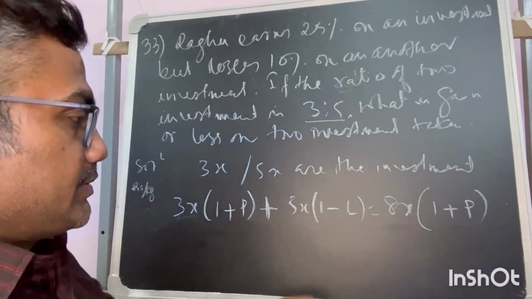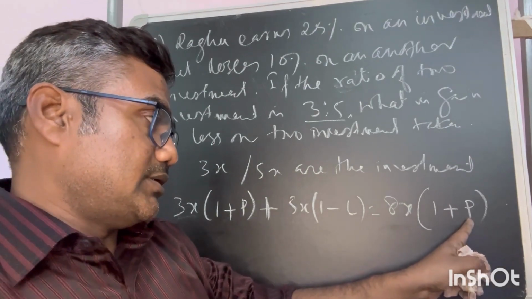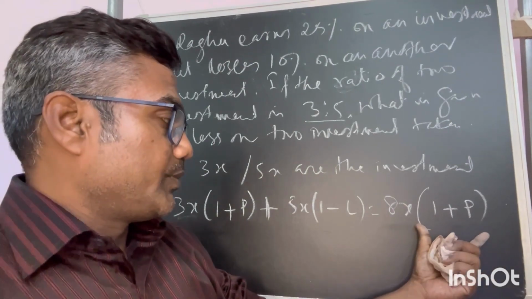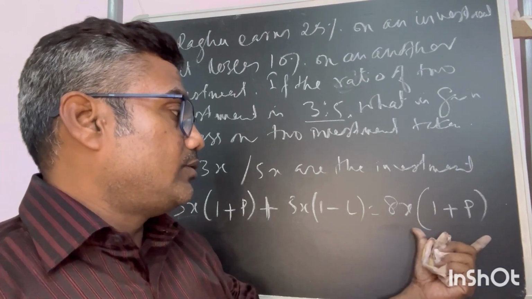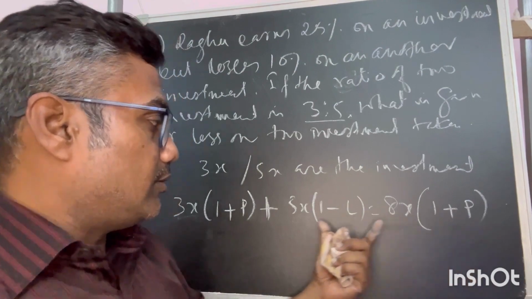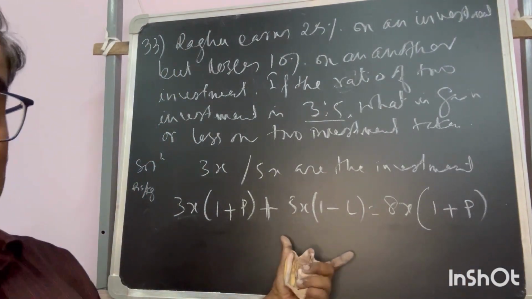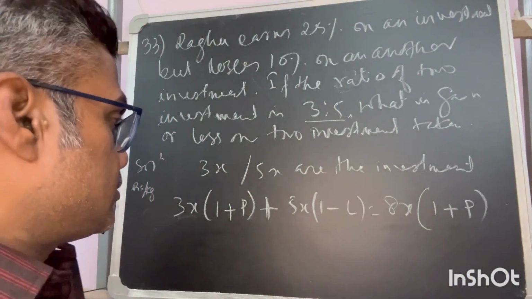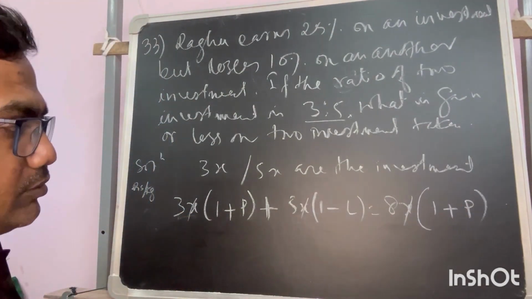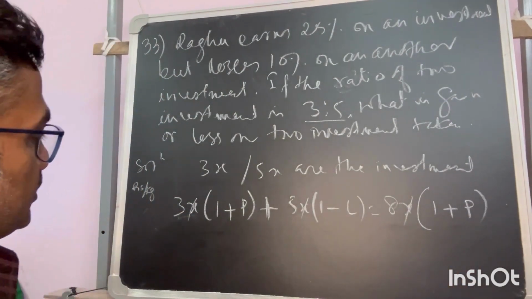Now if this comes automatically, it will show whether it is profit or loss. So if I assume this is the investment into profit, and P is coming in negative, then automatically it will tell you that it is a loss. So what I do, I will cancel all x, because that will not participate in the calculation.